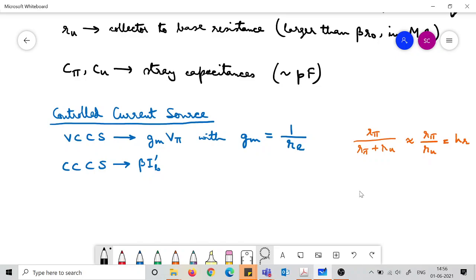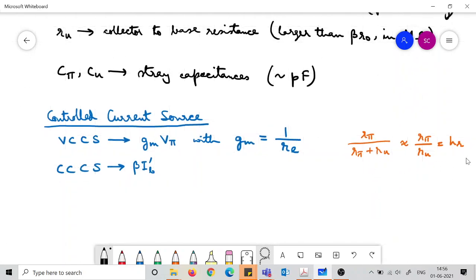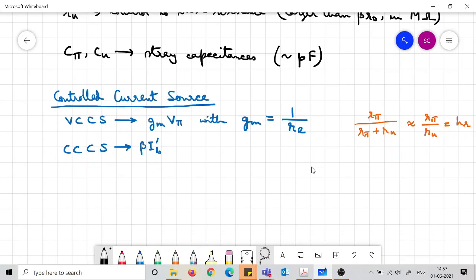There is another relationship here, just for your information: R pi by R pi plus RU is almost equal to R pi by RU, because R pi is much smaller than RU, and this is nothing but HR. HR is the reverse voltage transfer ratio, if you have forgotten it, from the H parameters.